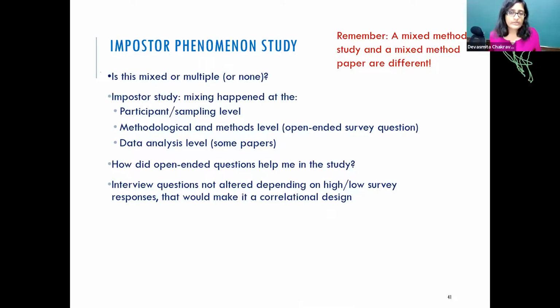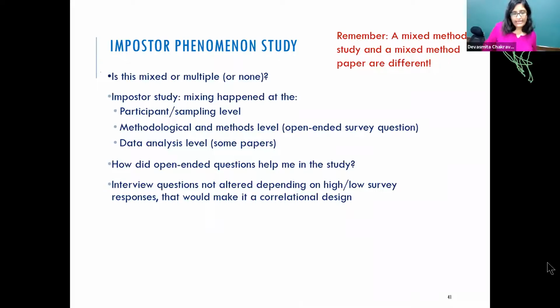So I can't tell you whether it's a very simple code design where one follows the other, because that mixing was happening at various levels. It's definitely not a convergent design, because I didn't separately collect interviews, separately collect surveys, and then see what is going on. I did some kind of mixing at the participant level. Does this make sense, what I told you? Okay.